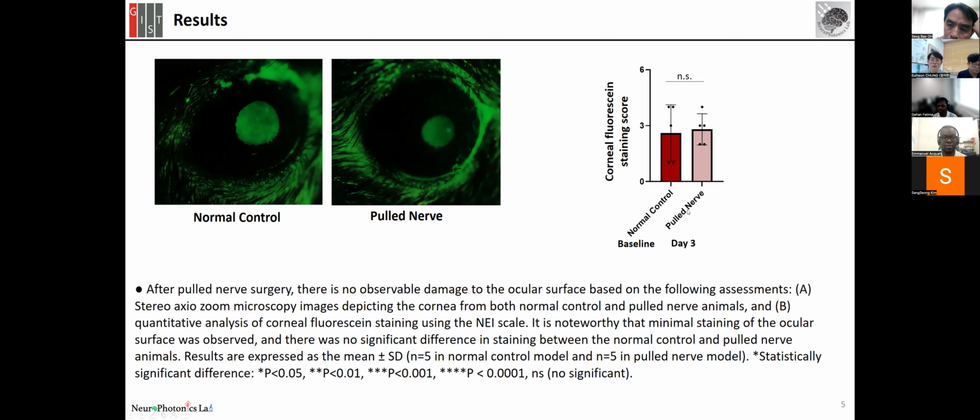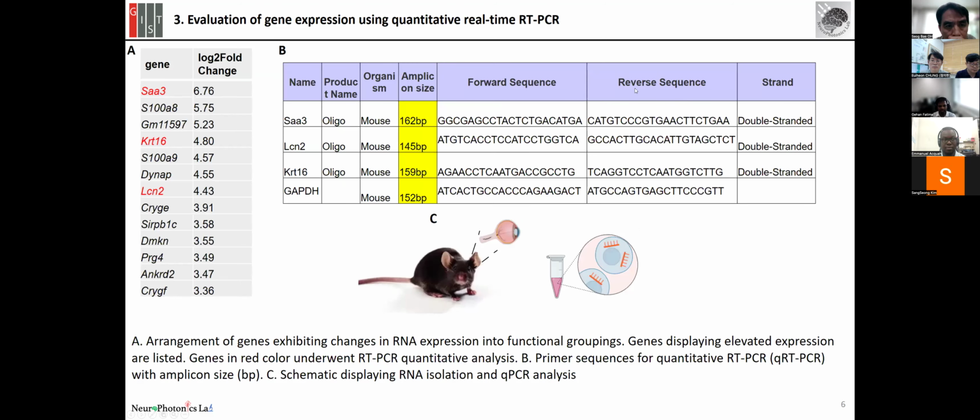If there's any damage to the epithelial or corneal layer, then the model will be considered as having some kind of disadvantage. In my case, I didn't find any epithelial damage. So we can say that this is supporting data for validating our Pulner model. After this, I'm also doing qRT-PCR. We found the top 20 upregulated genes. So these are the names of the genes.